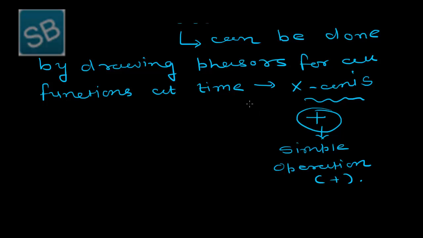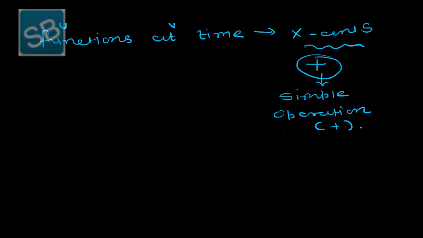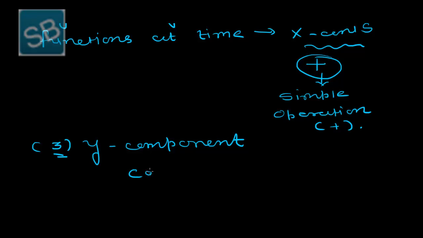Similarly, the third observation that you have made in this graph, there is one more advantage of this method. If we take the y-axis or y component of this function, that is cos of pi by 2 minus omega t plus delta.